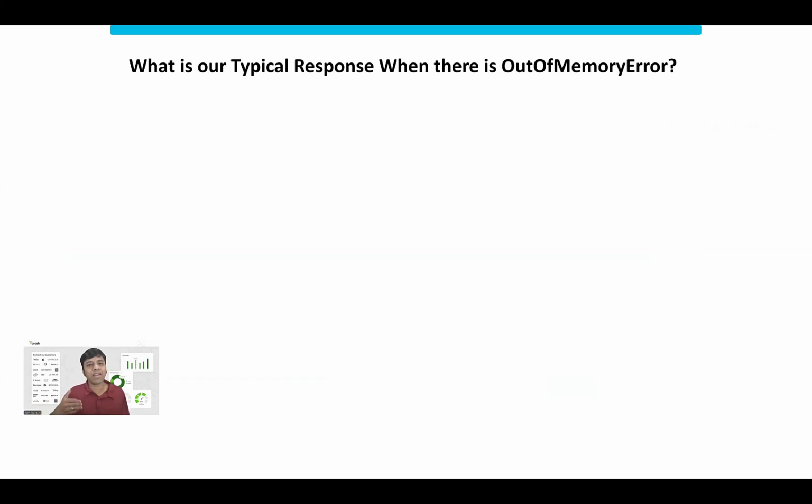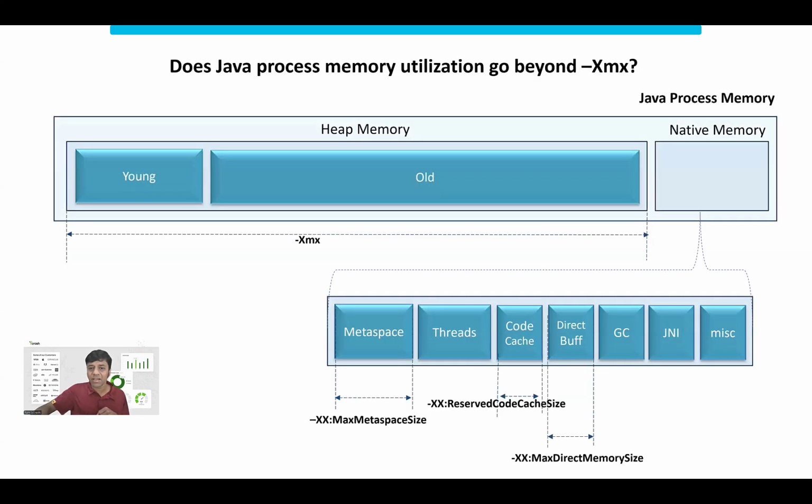See, what is our typical response when we get an out of memory error? Friends, the out of memory error can happen even when any one of these native memory regions saturates. If the metaspace saturates, an out of memory error is going to be thrown. When the threads region saturates, an out of memory error is going to be thrown. When the code cache is saturated, an out of memory error is going to be thrown. So out of memory can be thrown even when any one of these regions is saturated.